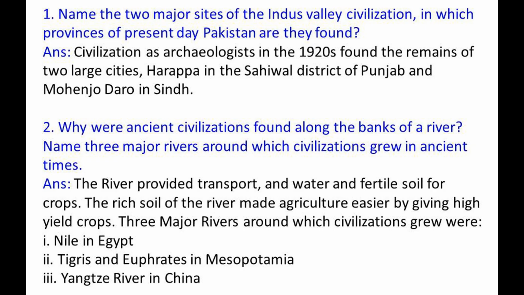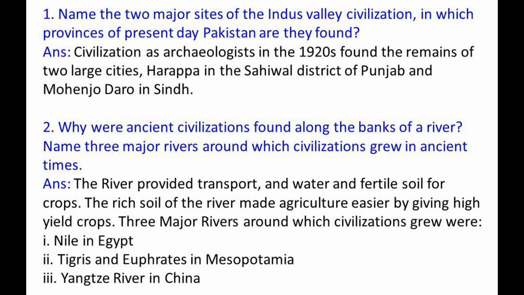Question 1. Name the two major sites of the Indus Valley Civilization in which provinces of present-day Pakistan are found. Answer. Archaeologists in the 1920s found the remains of two large cities, Harappa in the Sahiwal district of Punjab and Mohenjo-daro in Sindh.